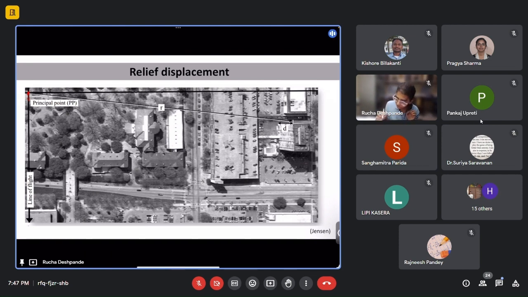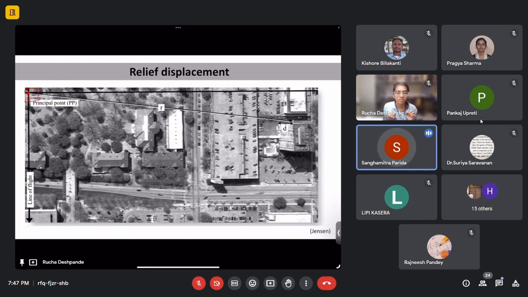So here, if this object was closer to the principal point, the side of the object would not have appeared. This would not have been visible in that case. Only the top of the object would be visible. Like if this building was over here, we would only be able to see the rectangle and not the sides of the building. Here we are able to see the sides of the building as well. So this distance d is called the relief displacement.